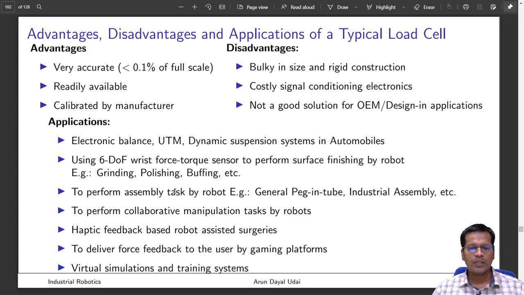Virtual simulation and training systems are also there. In one of my videos, there is a person riding on top of a simulating platform, and it is a driving simulator. That also has it. If your virtual thing collides, you can get a feedback. So these are some of the applications of unidirectional, bidirectional or three-directional load cells.